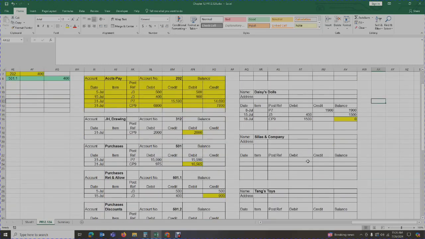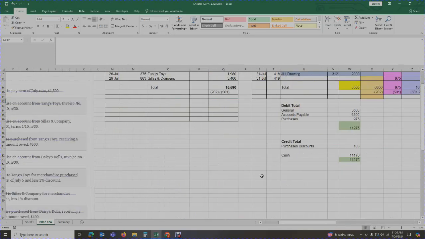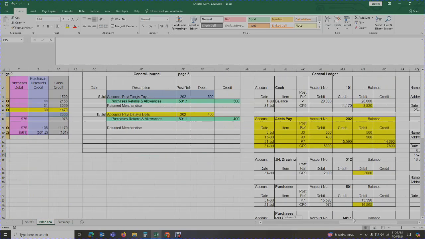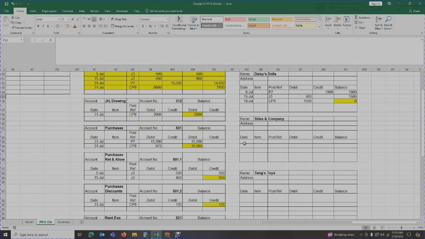Now we're going to look at CS. We have 2 entries for CS, one for $3,100 and one for $3,460. Let's go in order. On July the 3rd, we have $3,100. This is coming from Purchases Journal number 7, and we have a credit of $3,100.